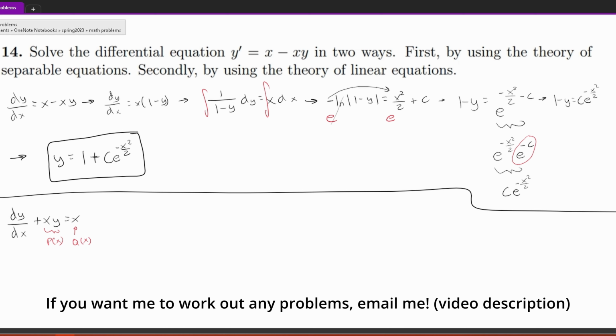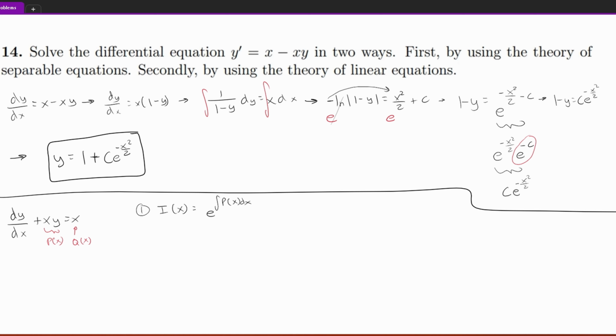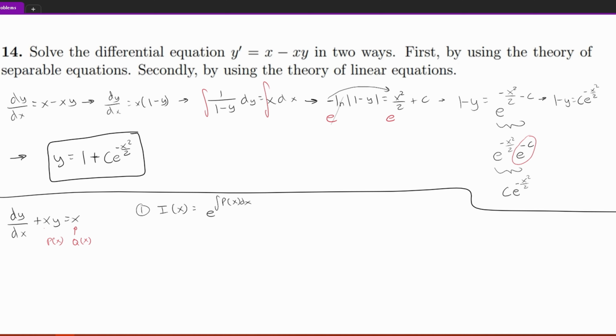Now that we have those, we are going to want to move on to the next step, which is to find the integrating factor. To find the integrating factor, we're going to have I of x be equal to e raised to the integral of p(x) dx. Now the p(x) isn't this whole thing. Notice how I put a little brace on this whole part right here. Well, it represents this whole thing. That's how you would find your p(x).